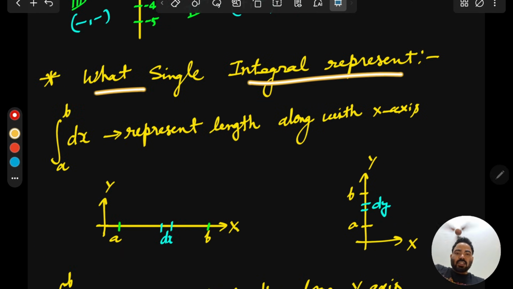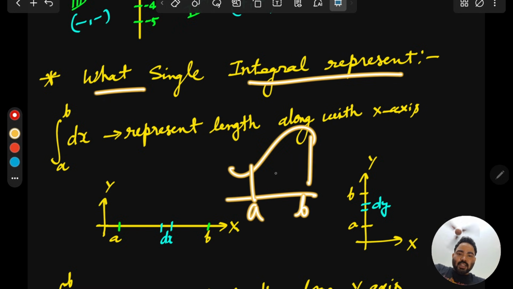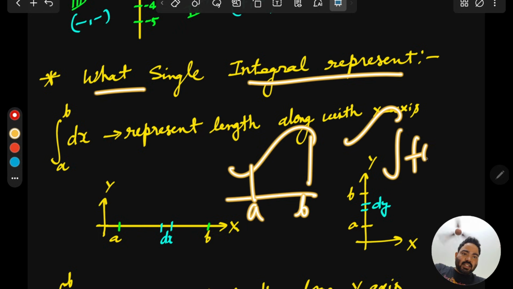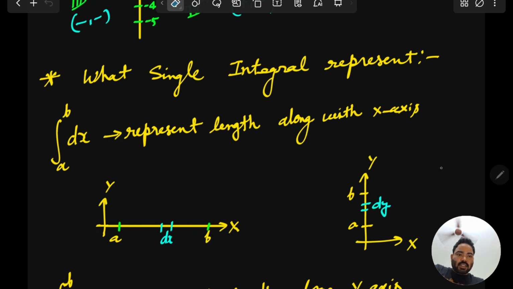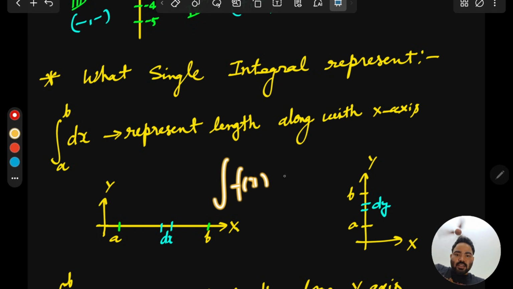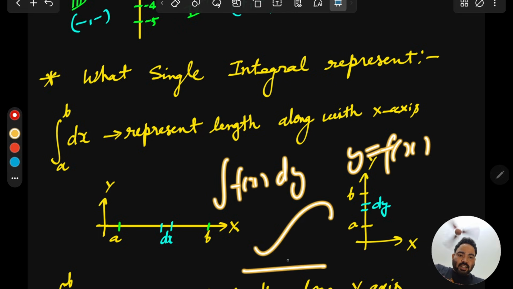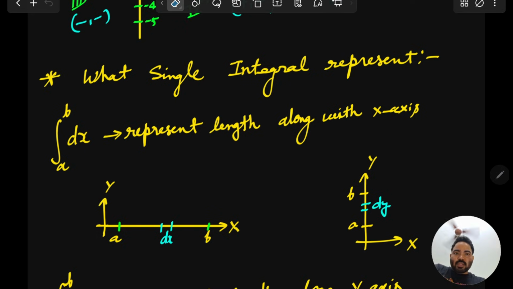What does a single integral represent? We already know the integral represents the area from a to b. If we are solving the integral of f(x) dx, you can understand it like this: y = f(x) is the function, and you go from a to b, and this will represent the area. And if I remove the function from inside, then what will it represent?